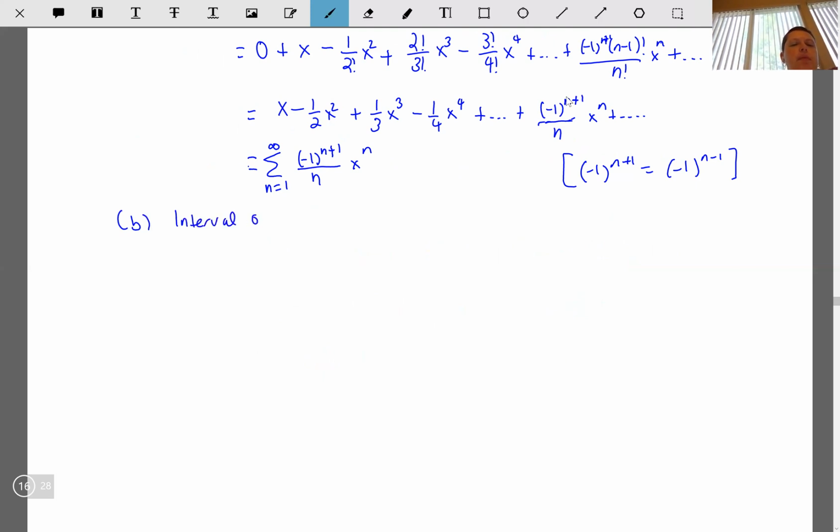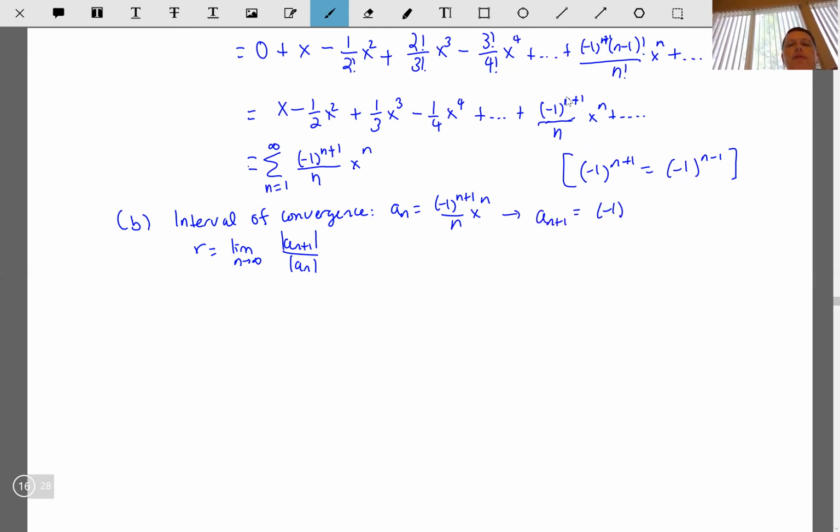So remember, in B, we're doing the interval of convergence. So let's do the ratio test. R is going to be the limit as n goes to infinity of the n plus first term over the nth term. So what is the nth term? It's negative 1 to the n plus 1 over n x to the n. And the n plus first term is going to be negative 1 to the n plus 2 over n plus 1 x to the n plus 1.